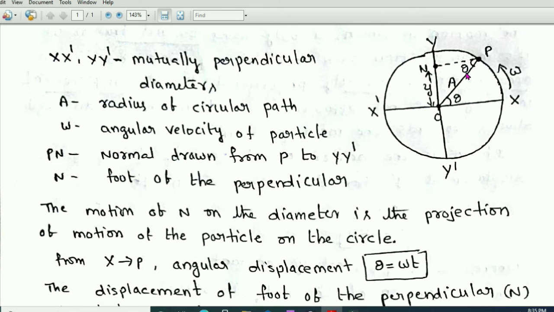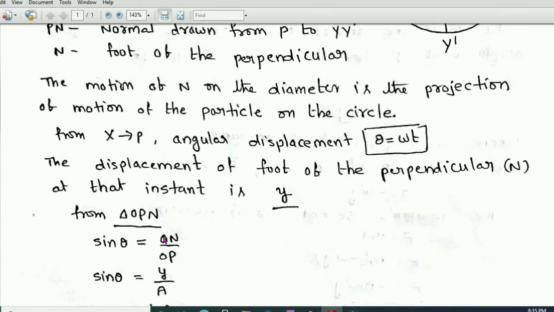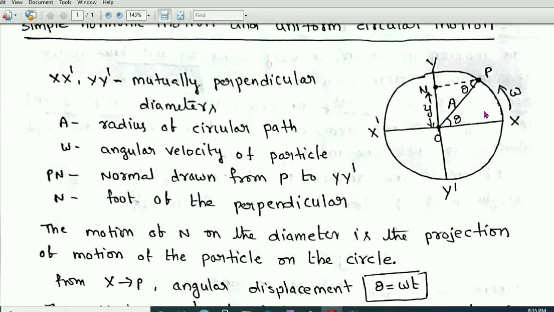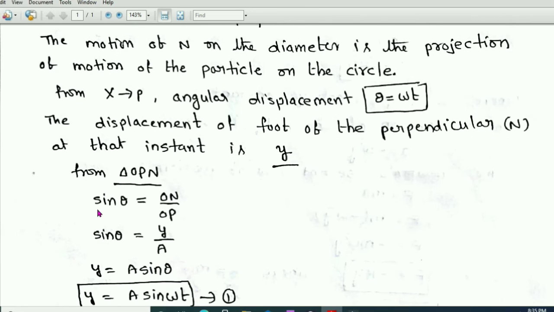Now from the triangle OPN, for this theta, if you take sine theta, the formula of sine theta is opposite side by hypotenuse. For this theta, opposite side is ON and hypotenuse is OP. That means sin theta is equal to opposite side by hypotenuse, ON over OP.